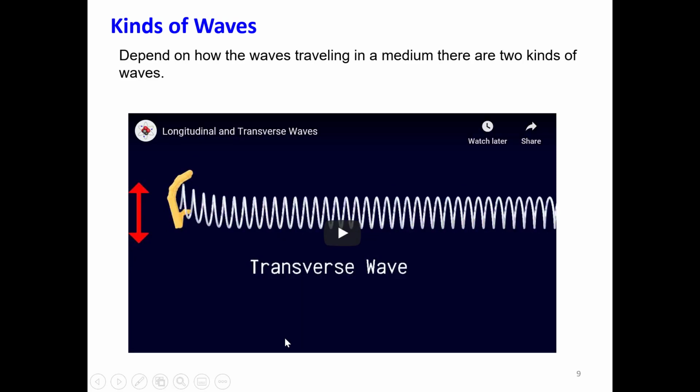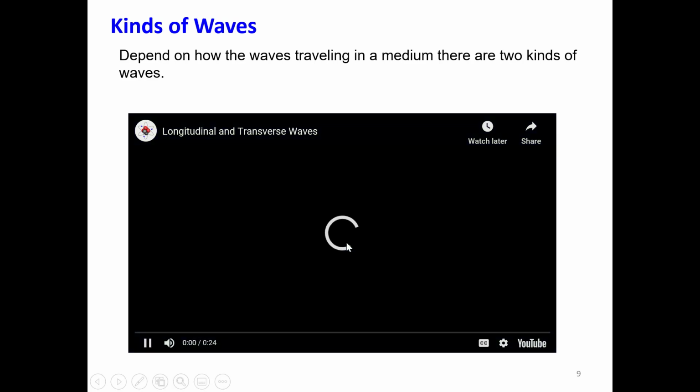There are different kinds of waves. This depends on how the waves travel in a medium. Then we have two different kinds of waves. One is the transverse wave, the other is the longitudinal wave. And let's check this video to know.